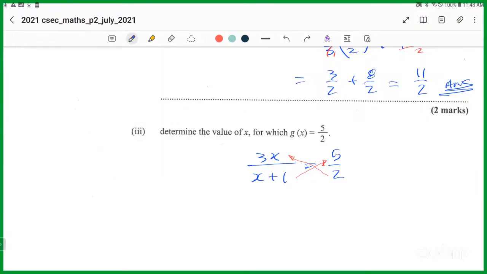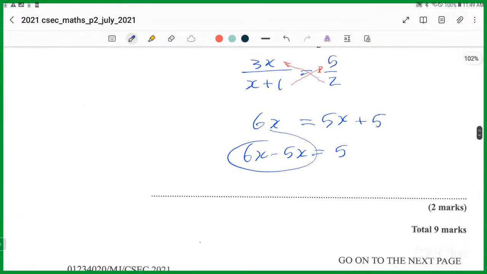So when you multiply this 2 up here by this 3x, it becomes 6x. Equal, multiply this x plus 1 times this 5. The x times the 5 is 5x, and then the 1 times the 5 is 5. Then you bring this 5x away and subtract it. So you get 6x minus 5x equals 5. Then 6x minus 5x is just x, 1x. x equals 5, and that is the answer right there.